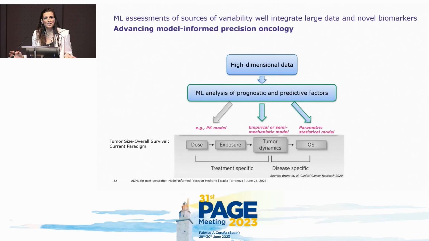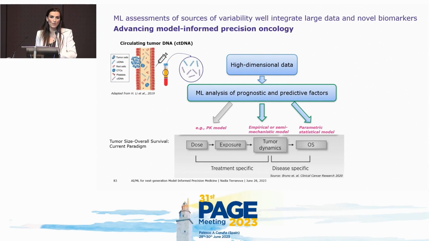So what we have seen is high-dimensional data, and then using machine learning to assess prognostic and predictive factors, and then following up with more traditional methods from pharmacometrics, as in this case for model-informed precision oncology, the standard paradigm where we try to explain and model the relationship between the dose, the exposure of a drug, tumor growth dynamics, and overall survival. And in fact, this kind of approach is extremely important nowadays, where we see novel biomarkers coming out and emerging from our clinical trials.